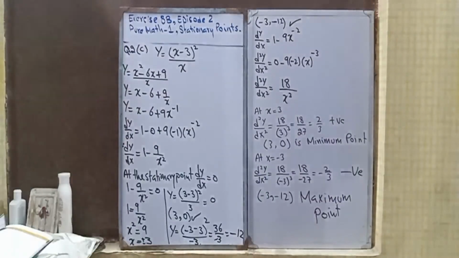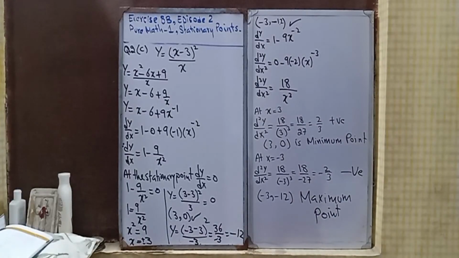Question number 2, C part, we are done. Let me check from the book. He says minus 3 comma minus 12 is the maximum point, and 3 comma 0 is the minimum point. So this is how we will do question number 2, and its C part. Okay, so let's go to the next question.